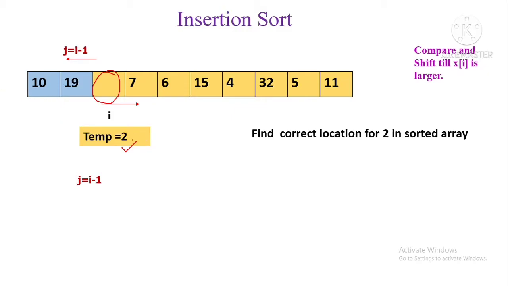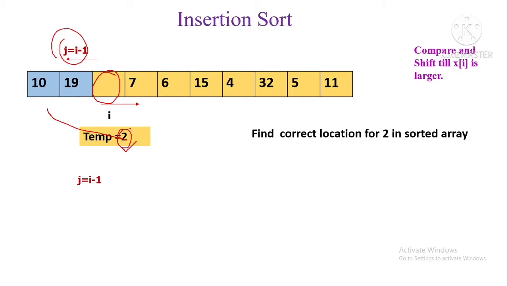Here you can see I am not going to compare 2 directly with 10, because it is already in sorted order. I will simply compare my 2 with the element at the jth index value, the last element of my sorted array. If my temporary variable is larger, then I don't need to shift any elements; directly I will place it again.